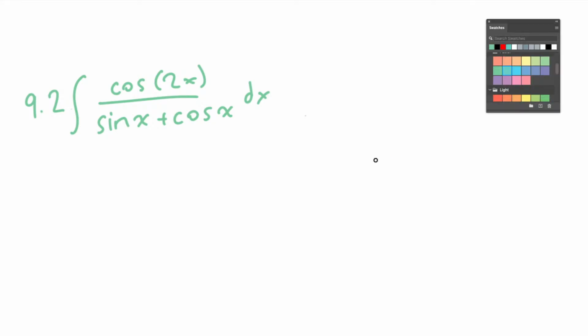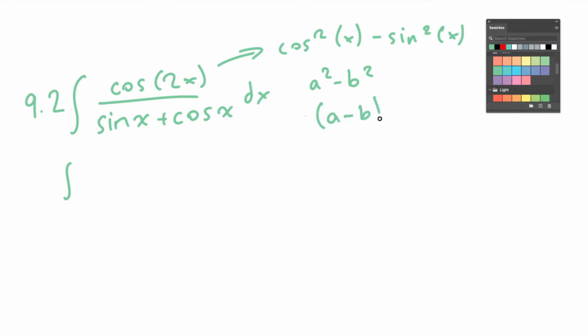Okay, so double angle is a very fun formula. This becomes cosine squared x minus sine squared x. This would be a squared minus b squared. So a squared minus b squared. Now what does a squared minus b squared equal? A minus b times a plus b.